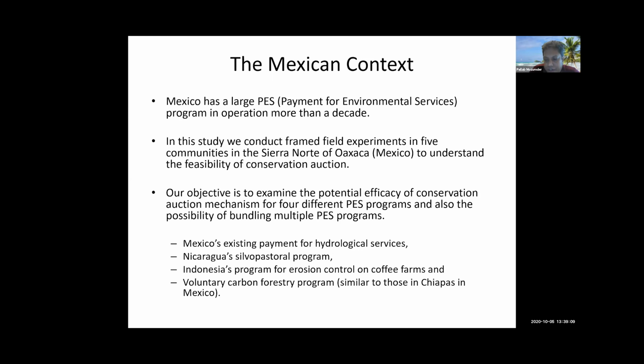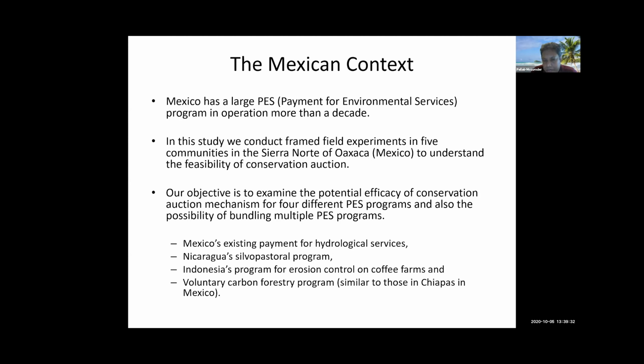And so that's why we thought, this new tool, it would be a good idea to test it in Mexico. And so we are trying to implement this conservation auction mechanism for a number of contexts. Mexico has a long history, almost more than 2 decades, of something called payment for hydrological services.